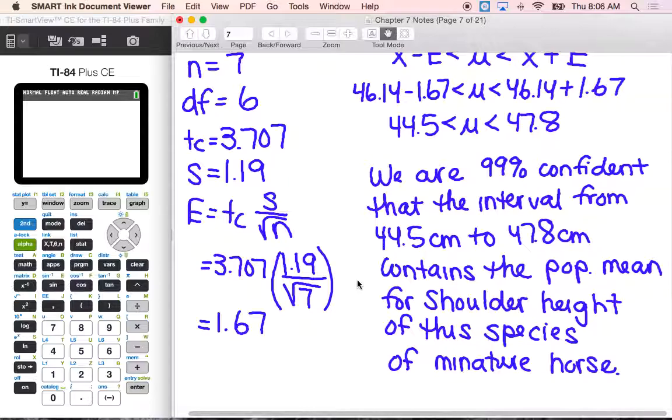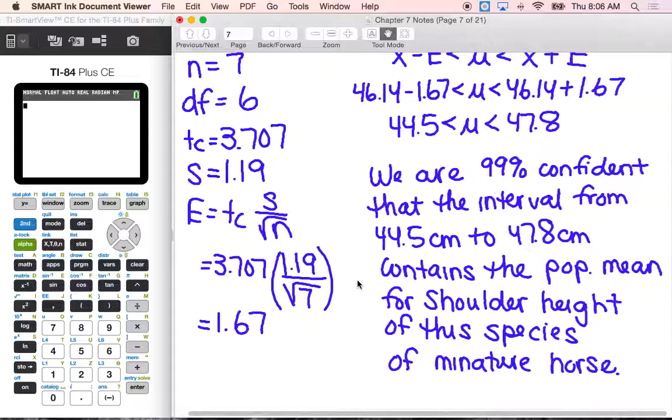Again, it's pretty much the exact same sentence that we had before. So really there's nothing different except now you have to use the t table and you have an s. Everything else is the same except those two parts. So it's exactly like 7.1. So if we can do 7.1, we can do 7.2.